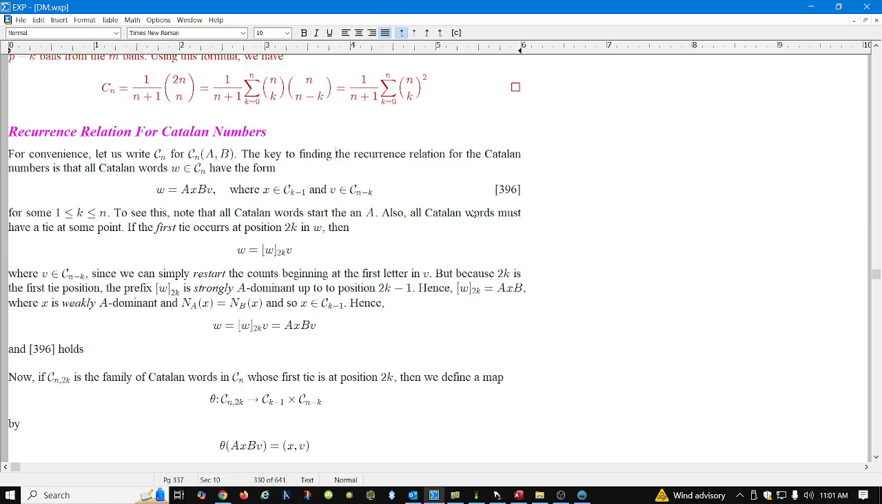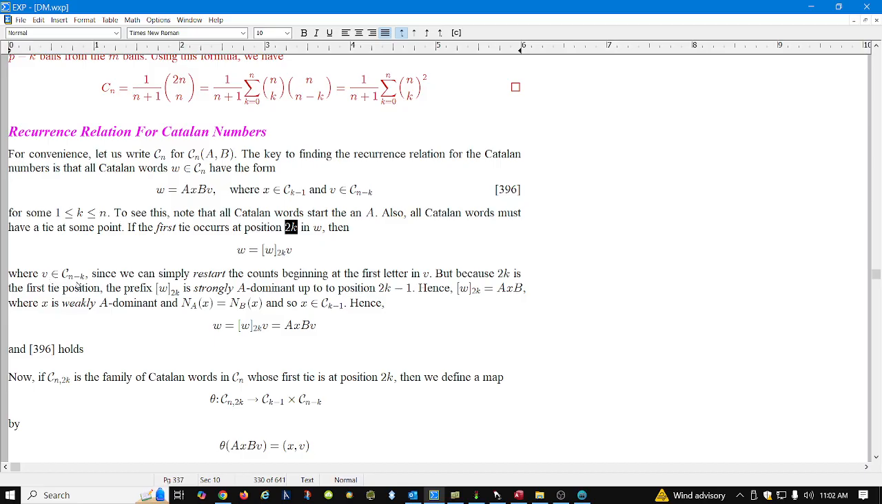Also, all Catalan words must have a tie at some point. In fact, they have a tie at the end point because there are an equal number of A's and B's. So now we look at the first occurrence of a tie. And let's suppose that occurs at position 2k. It'll be an even numbered position. So W then can be written as a prefix of W of length 2k followed by V.